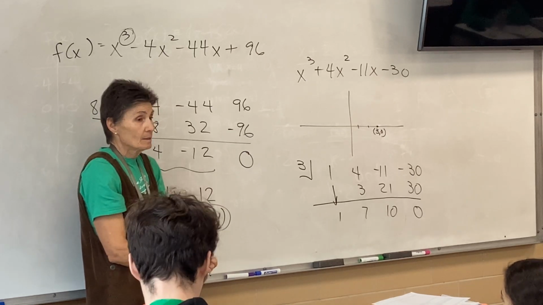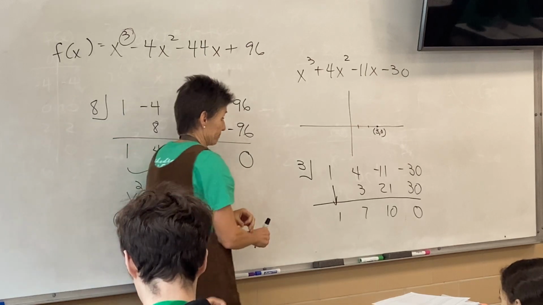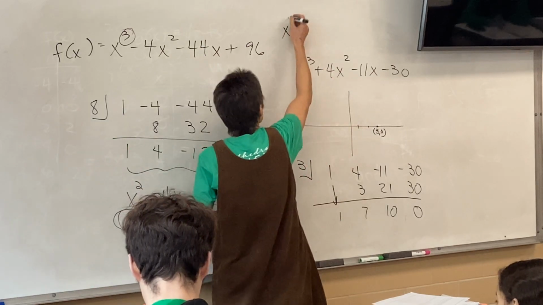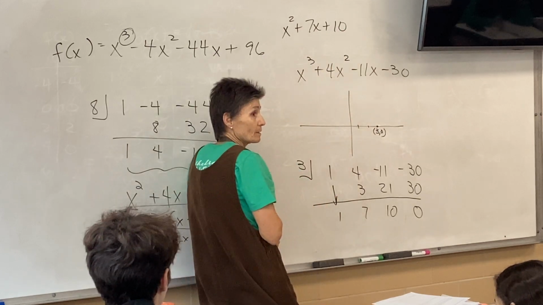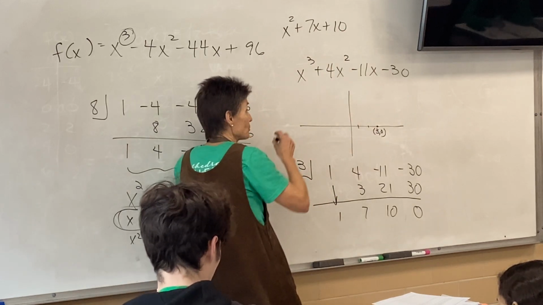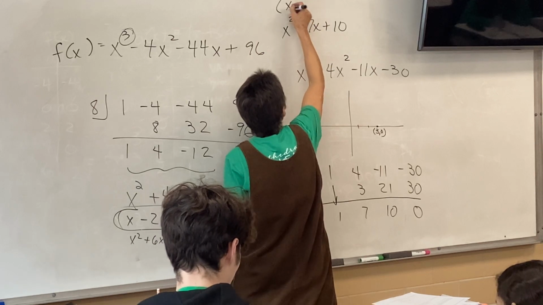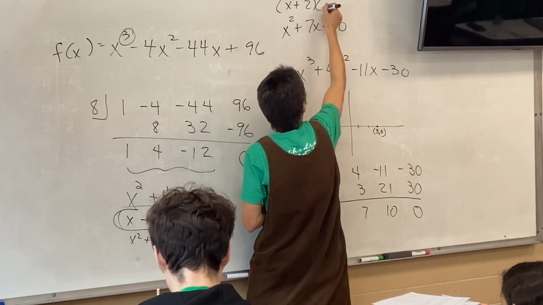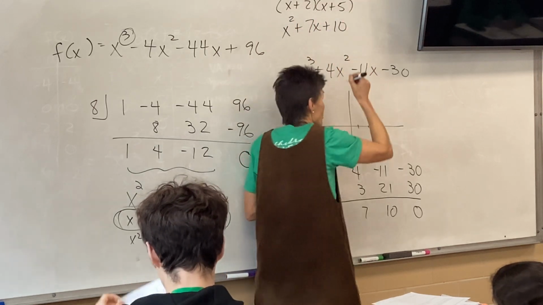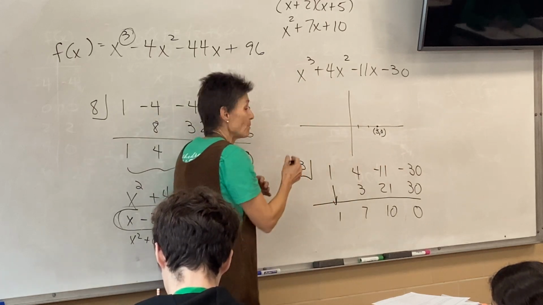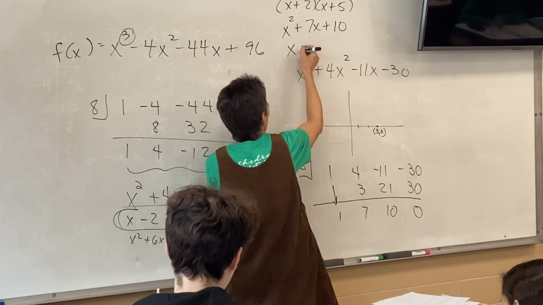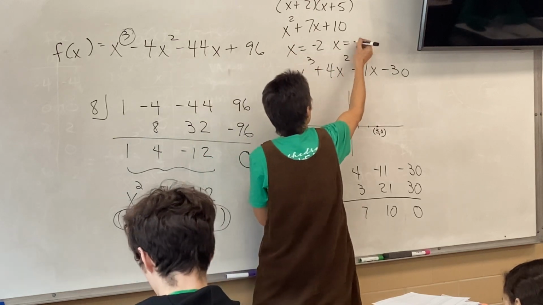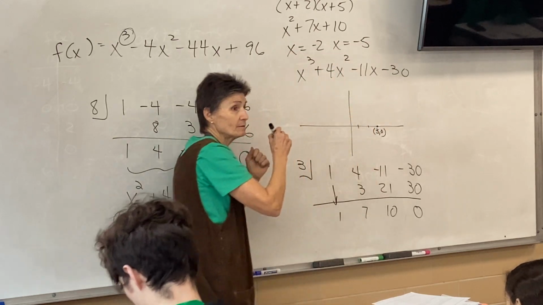Okay, so now what? X squared plus 7x plus 10, which factors how? Plus 2 plus 5. So what are my other two zeros? Where would my other two dots go? At -2 and -5?